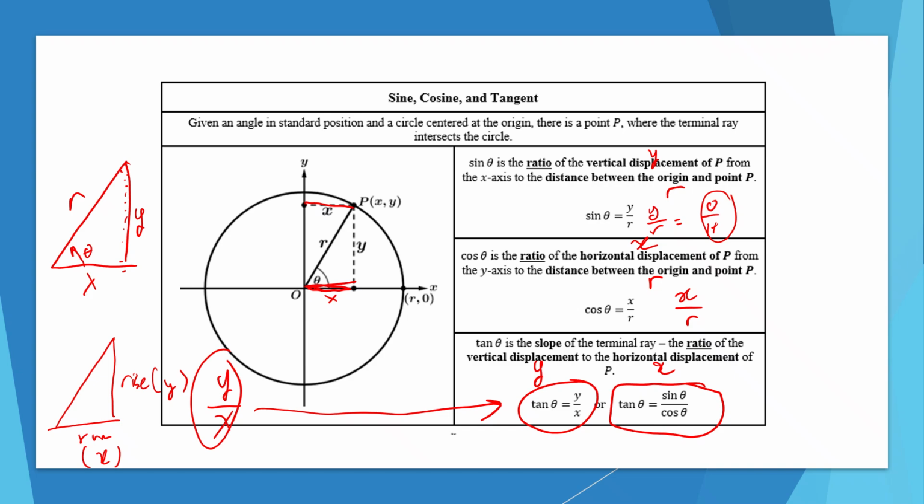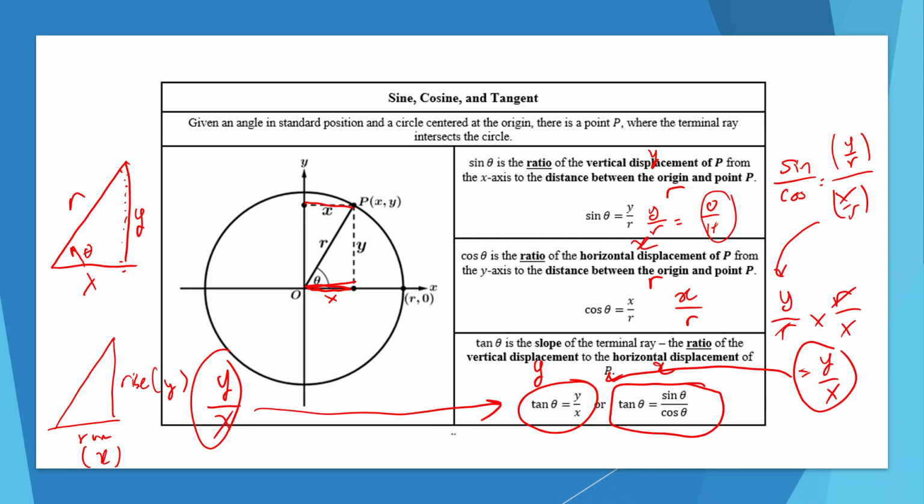If we take a look here, sine over cosine is equal to y over r divided by x over r. Turning this division into a multiplication, you keep, change, flip, so times r over x. The r's will cancel out, and you should be left with y over x, which is what we have there.